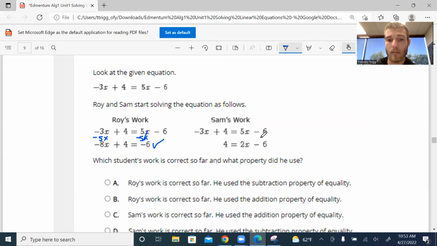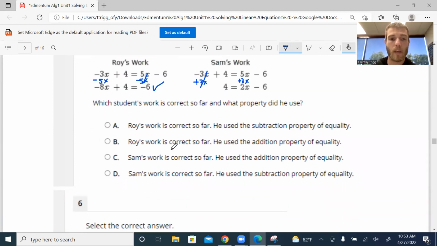Let's see what Sam did. Sam got rid of this negative 3x, so he added 3x and then added 3x. He should have got 8x here, but instead he has a 2x. Okay, so Roy is correct. And just tell me which property he used right here. Okay, so it's going to be either A or B. Figure it out.